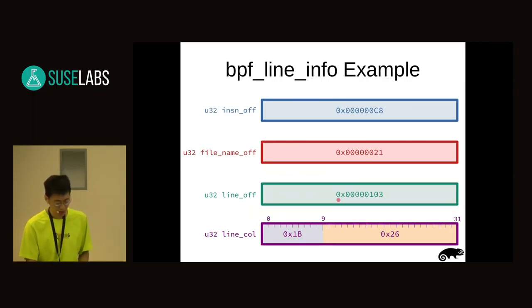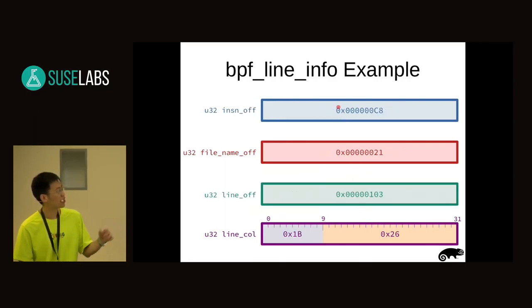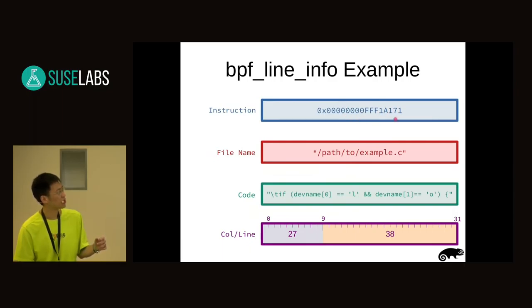If I got this line info section like this, first it's C8 and 21 for the file name, and for the line info it's 103, and maybe the column is 1B and 26. Then how can I translate this? I can check the other sections, and I will know the instruction offset, then I will know what the instruction looks like, and I can check the type.